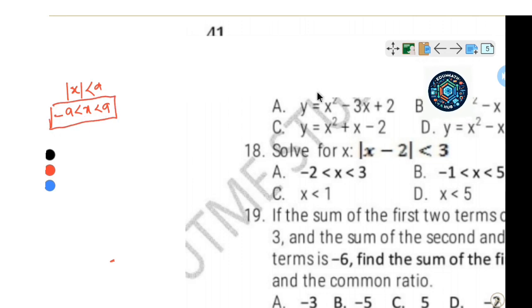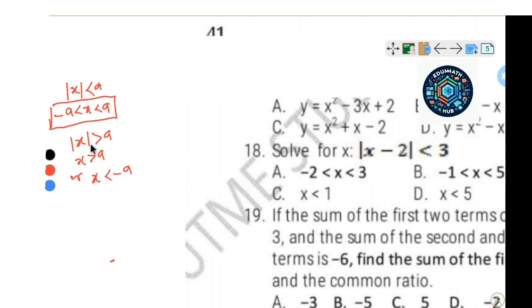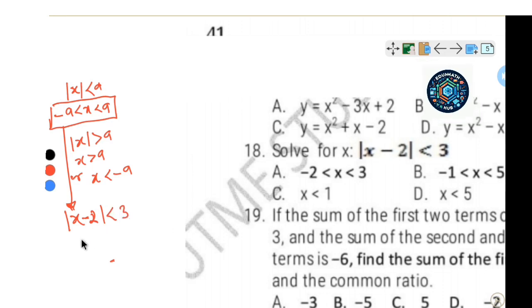In this question you're given less than, but if it's greater than, assume it was like this, then you would use x greater than a or x less than minus a. So let's just use this since this is what we were given in the question. So we have the modulus of x minus 2 less than 3. So our answer should look like this: minus 3 less than x minus 2 less than 3. This is what our answer will look like.